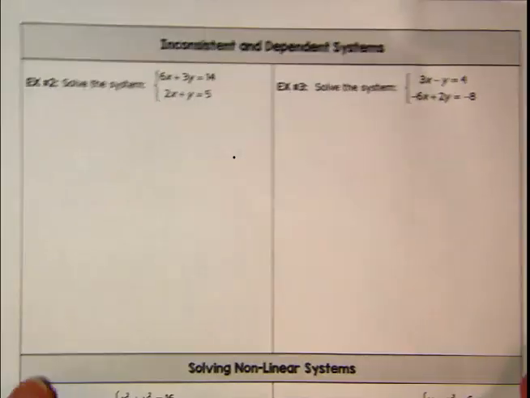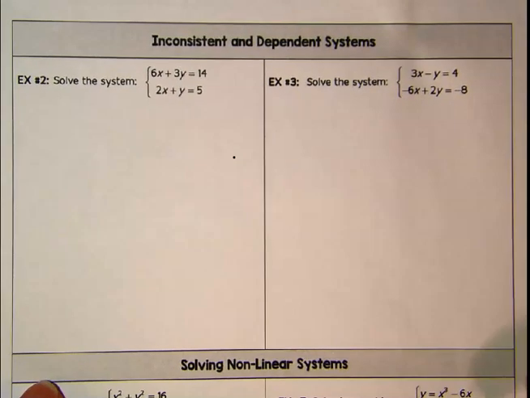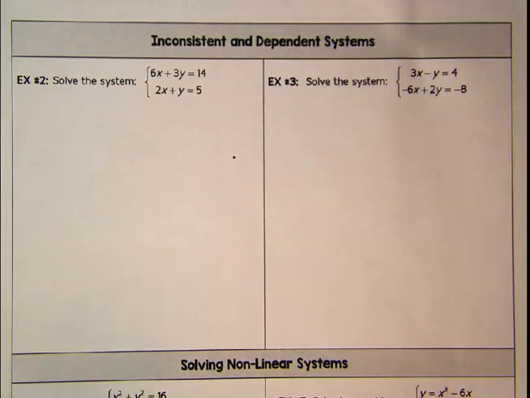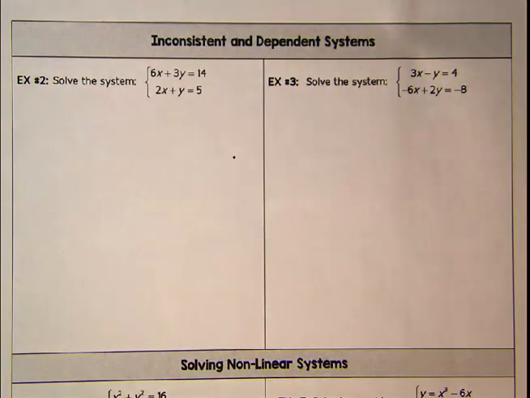All right, the next page. Example 2, inconsistent and dependent systems. This is showing you what it's going to look like if they're different. You can use substitution, you can use elimination, it really doesn't matter. There are multiple different methods to do this.